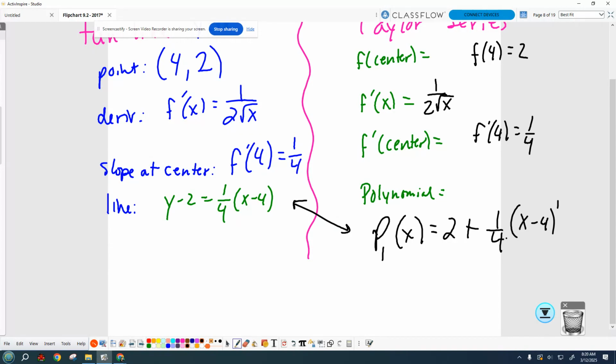Is the tangent line thing equal to the polynomial generated by Taylor series? Yes, Tyler, no? Yes. It's all a matter of algebra. One is solved for y, one is not. What do you think?